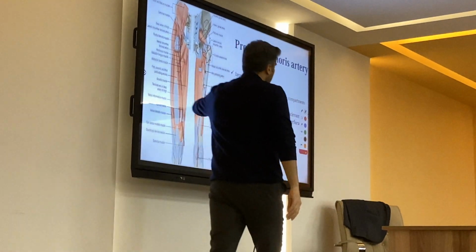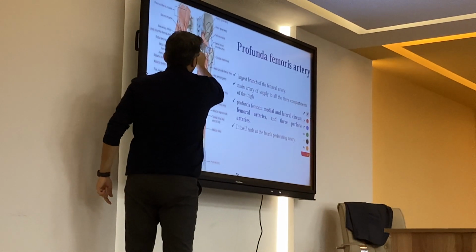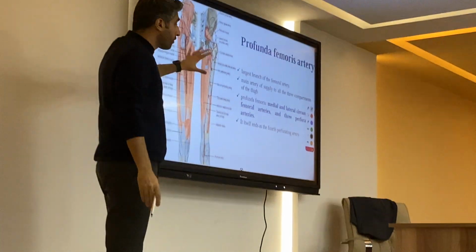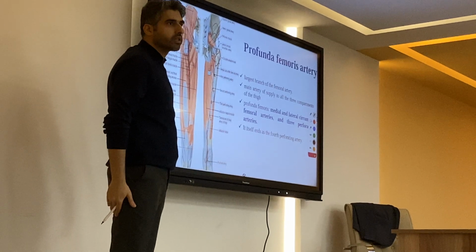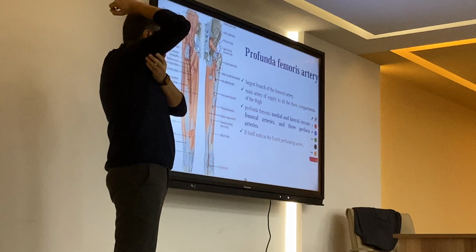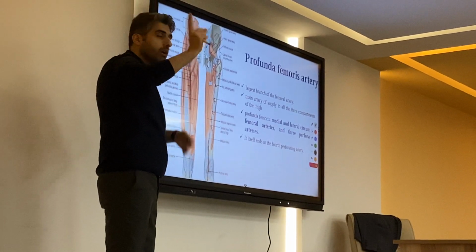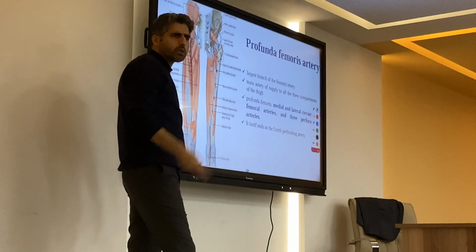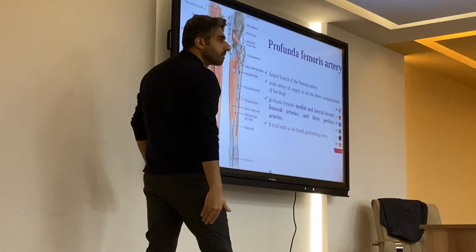Look at the profunda femoris. This branch is profunda femoris. So profunda femoris is still in the anterior compartment, not going to the posterior compartment. In the arm, I told you, profunda brachii goes to the posterior compartment. Here, it's completely in the posterior compartment there. But here, profunda femoris stays in the anterior compartment. So the question: what is the blood supply for the posterior compartment?